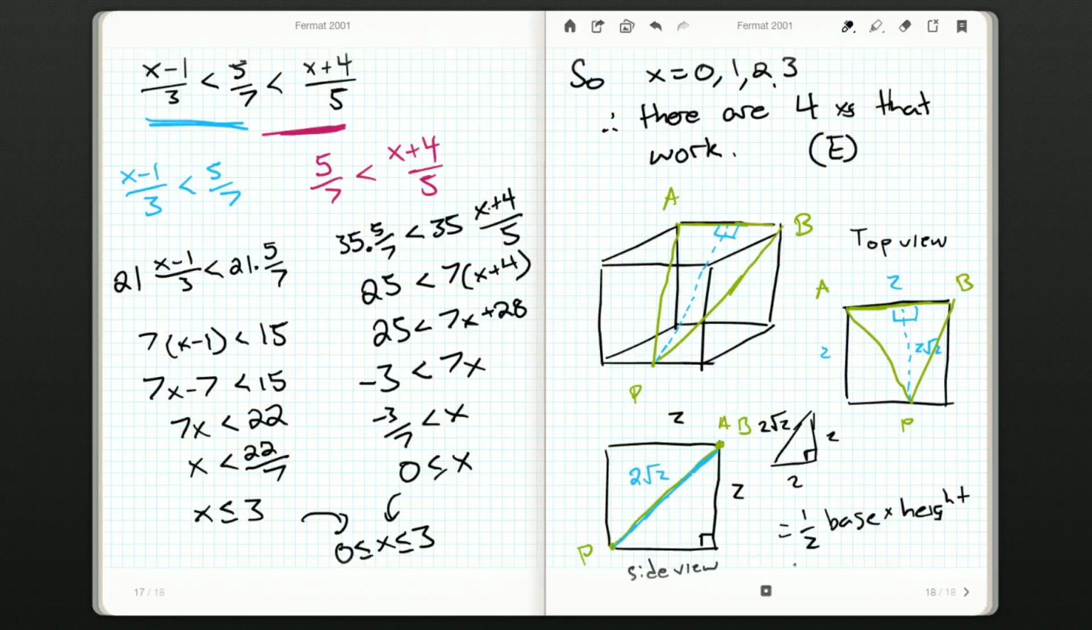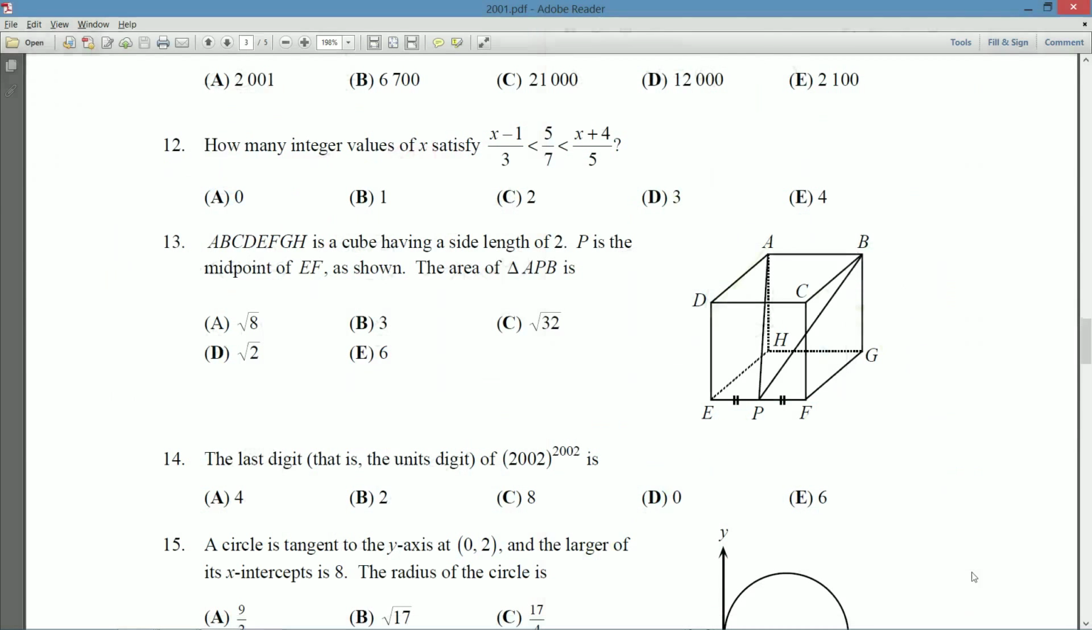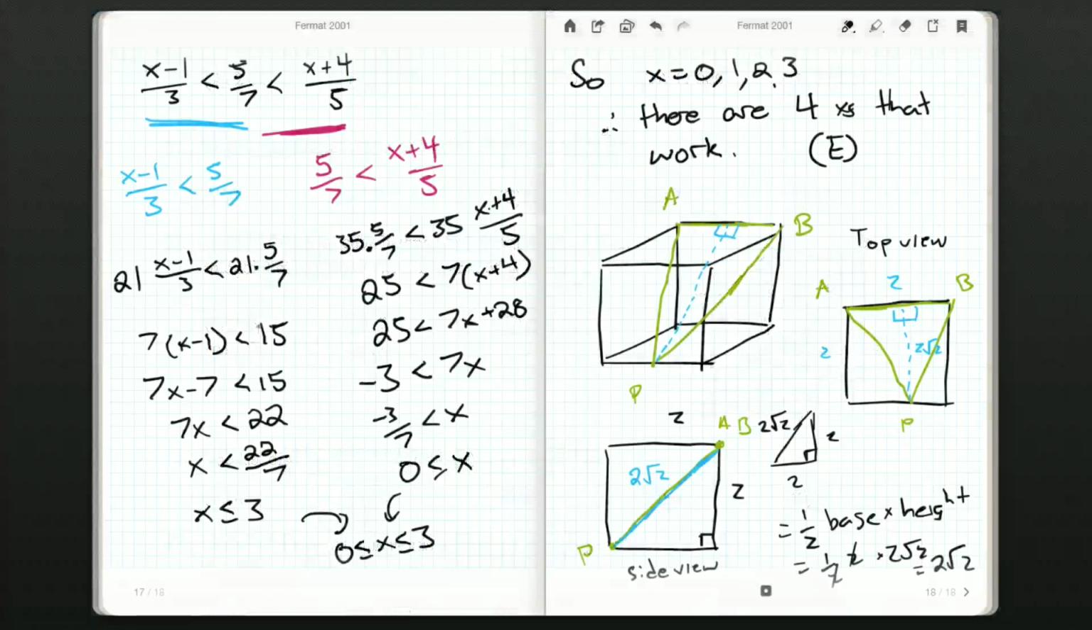So our base is AB, so 1/2 times 2, and our height, our altitude that we just worked out, is 2 root 2. Well, those ones are going to cancel out. We're just going to have 2 root 2 as our final answer. And let's check. 2 root 2 is also known as the square root of 8. So we get an answer of A. Okay. And that concludes question number 13.